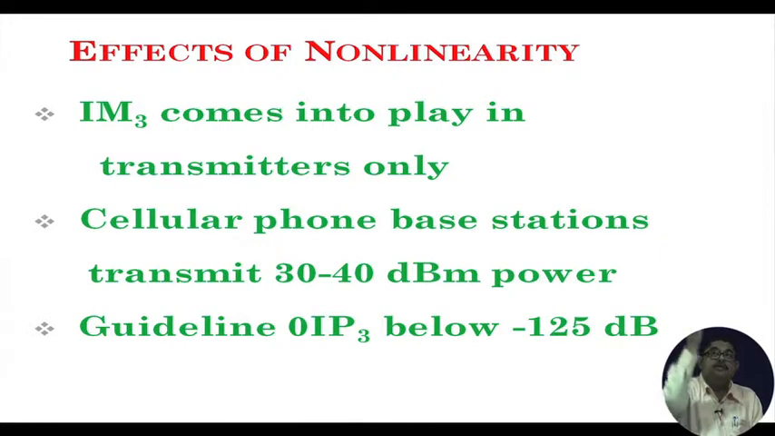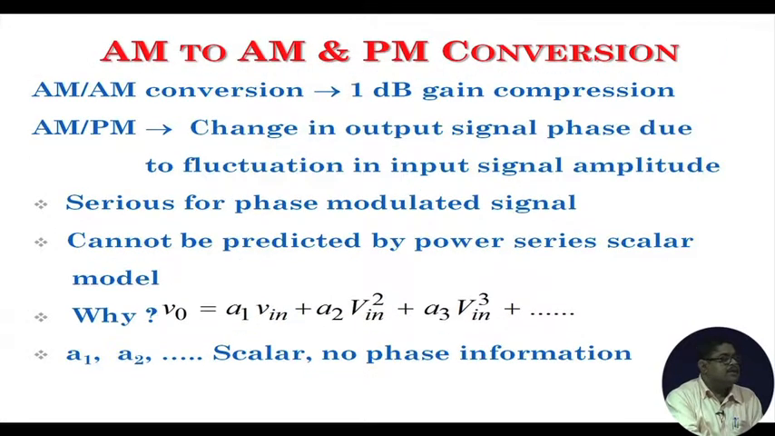So, similarly from the satellite, when the satellite in its transponder sends, there also this OIP3 or IIP3 it specifies. Generally the power amplifier they specify OIP3. So, you need to specify OIP3 for any power amplifier, and this is the way it should be calculated.